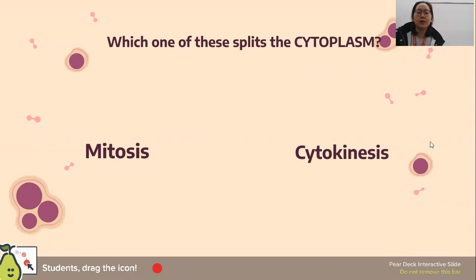So go ahead and put the icon on the part of the cell cycle that splits the cytoplasm. The last one was for the nucleus. This one is for the cytoplasm. They are technically different parts of the cell cycle.